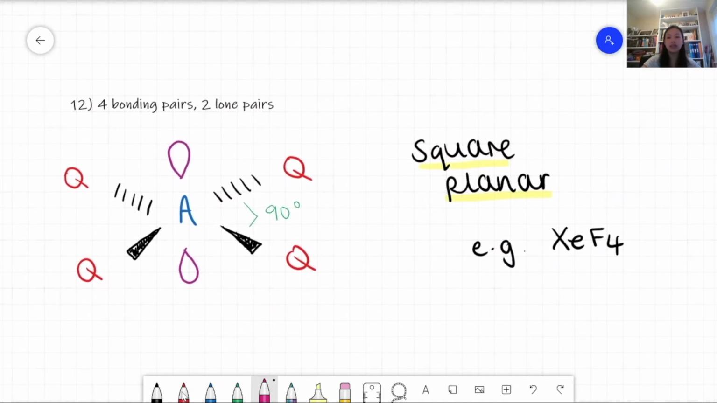And then the last one is with 2 lone pairs and 4 bonding pairs. So it becomes planar again. And the angles are 90 degrees, which makes sense. Because there's 4 of them, and 360 divided by 4 is 90. And then we call this square planar because it's a square and also because it's flat.